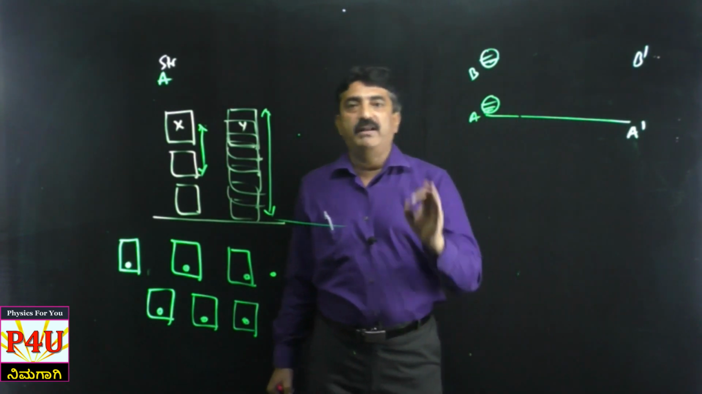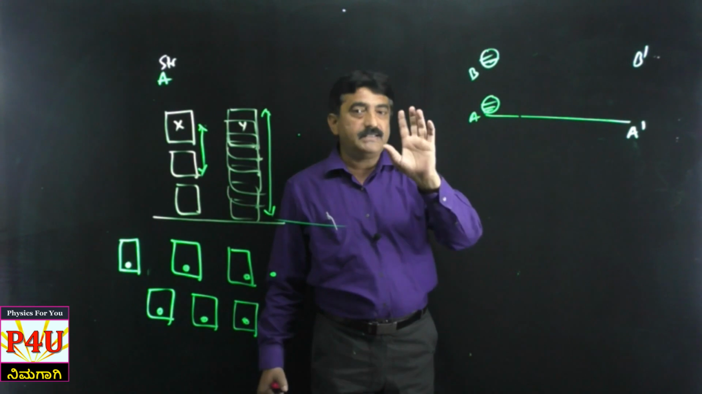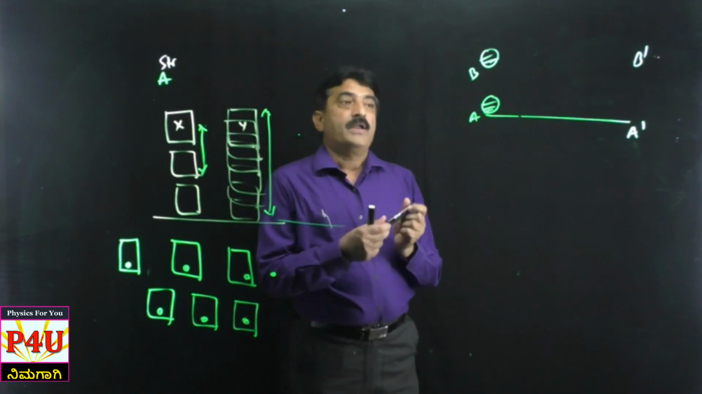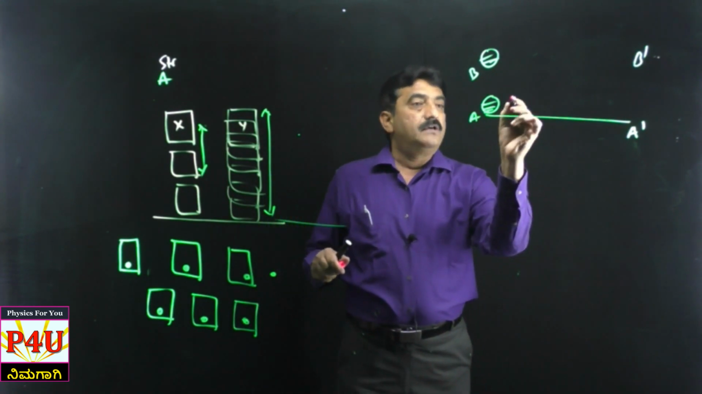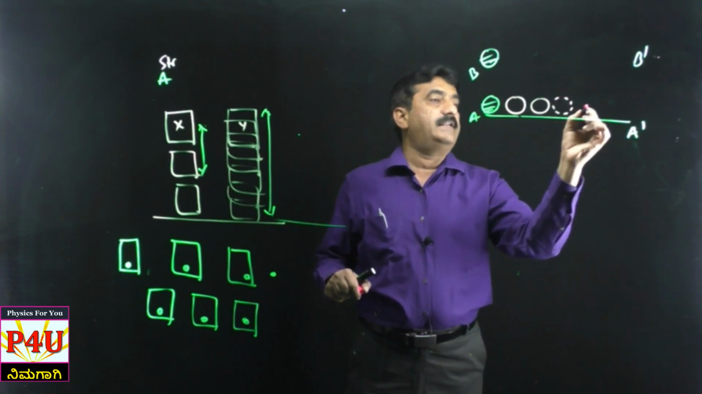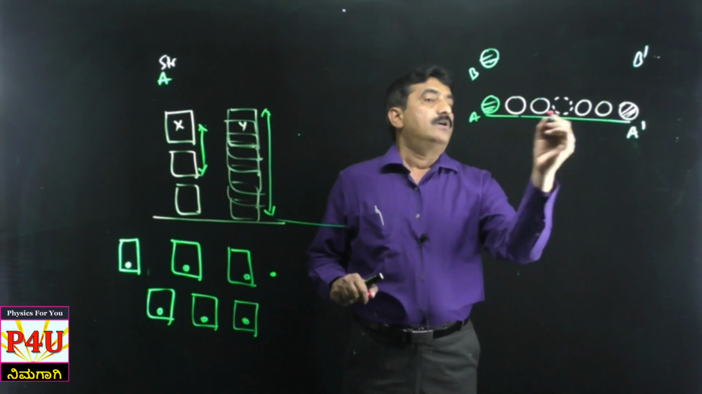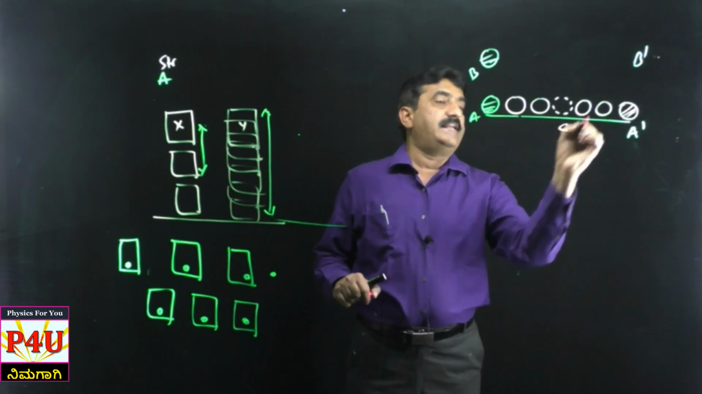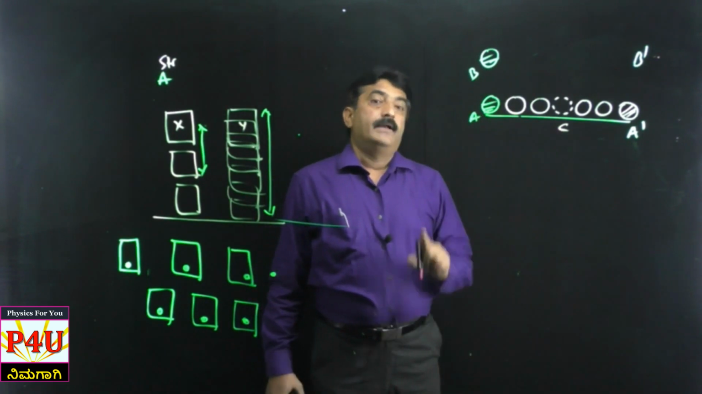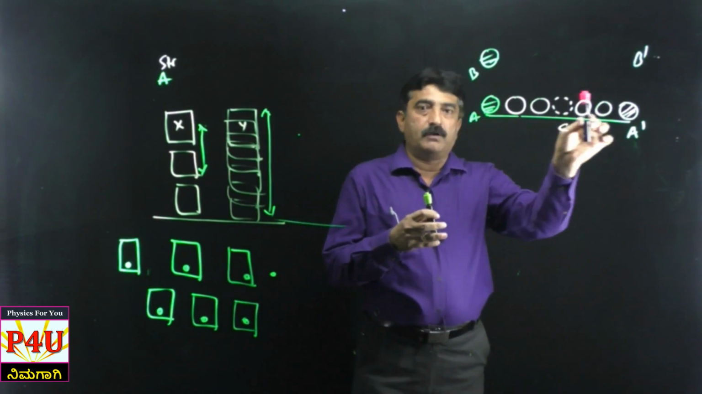Same distance it is traveling, so same timing. Time taken for the action to happen is same. But now I will write frames like this, like this, like this. This is the center. Like this, like this, like this. Right? Okay. 1, 2, 3. So this is the center. C is the center. A is moving with uniform speed.